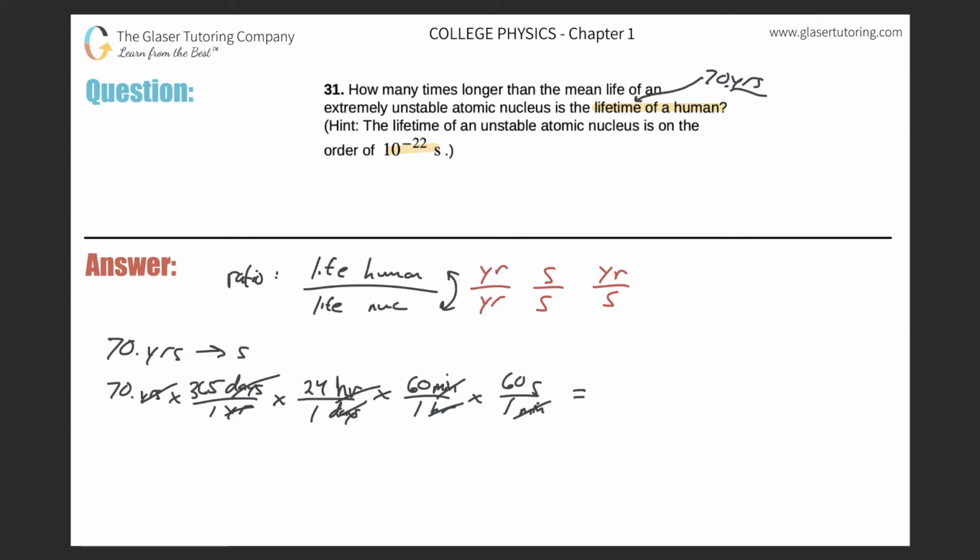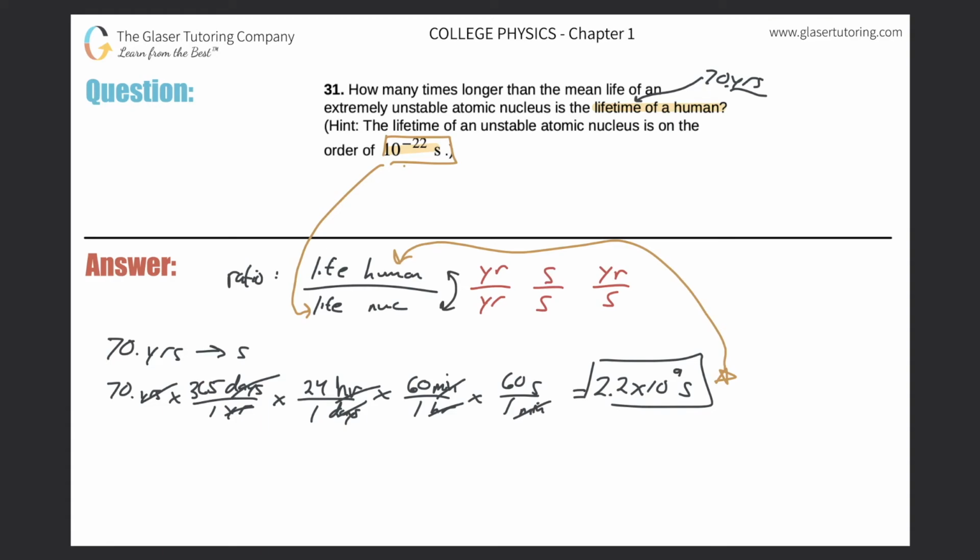So 70 times 365 times 24 times 60 times 60 would be 2.2 times 10 raised to the 9. 2.2 times 10 to the 9 seconds. So again, 2.2 billion seconds. It's a lot of seconds. Now, what we're going to do is take this value that we just found, and this is essentially the numerator value in my ratio, the lifetime of a human in seconds. And they now gave me the lifetime of the atomic nucleus in seconds, so what I can do is plug that in for the denominator.